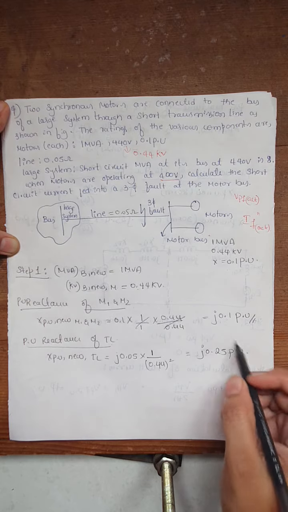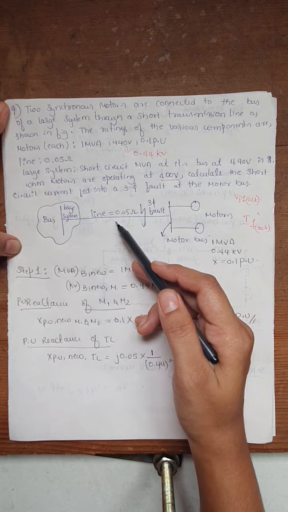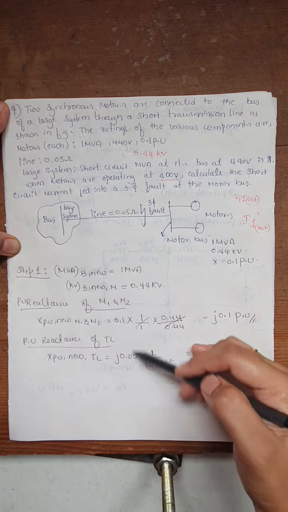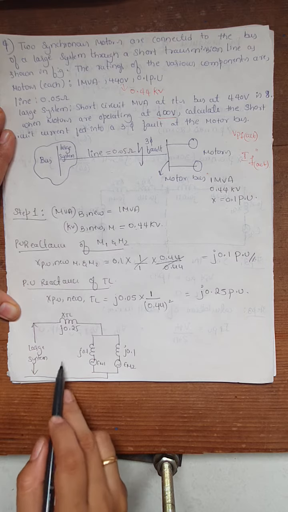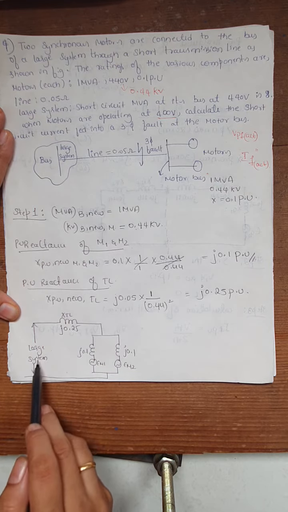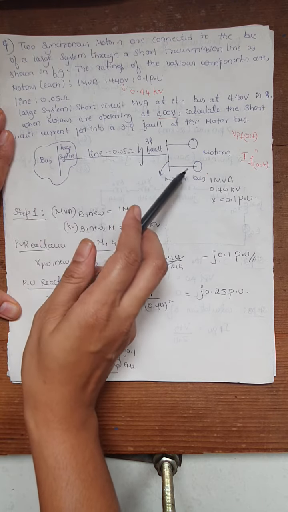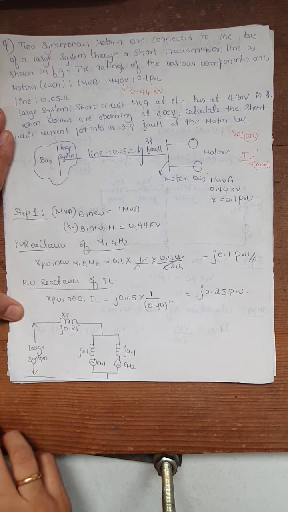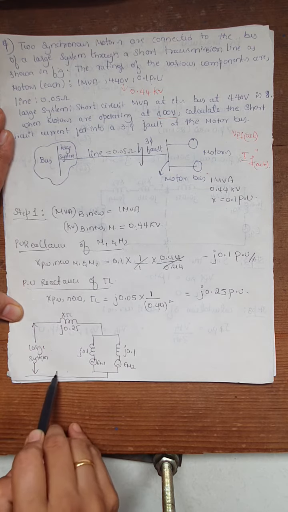After that we can proceed with the per unit reactance diagram, because all the calculations are over. Here I have drawn the per unit reactance diagram. Remember, the large system is nothing but an infinite bus that feeds power to the entire system with a constant voltage source. So this is the reactance diagram, and this completes step 1.